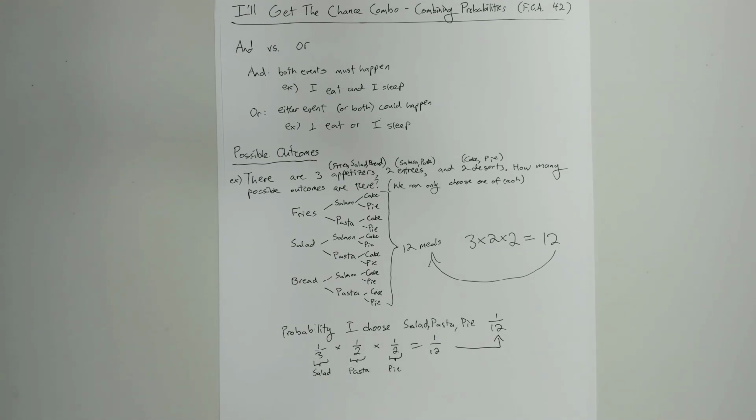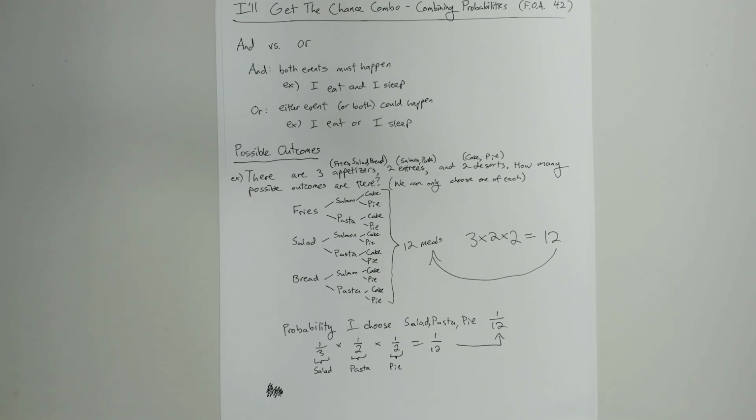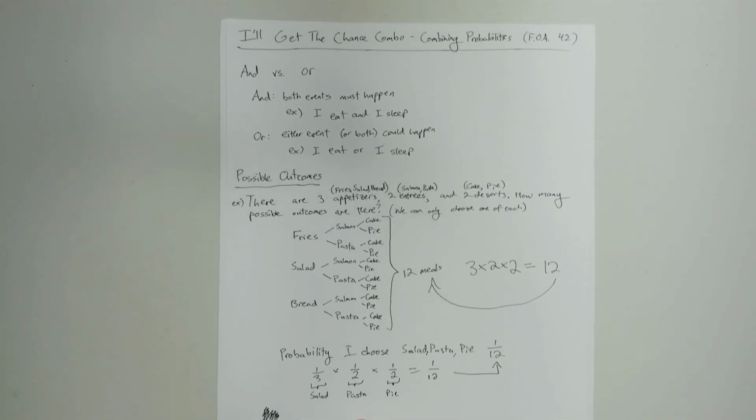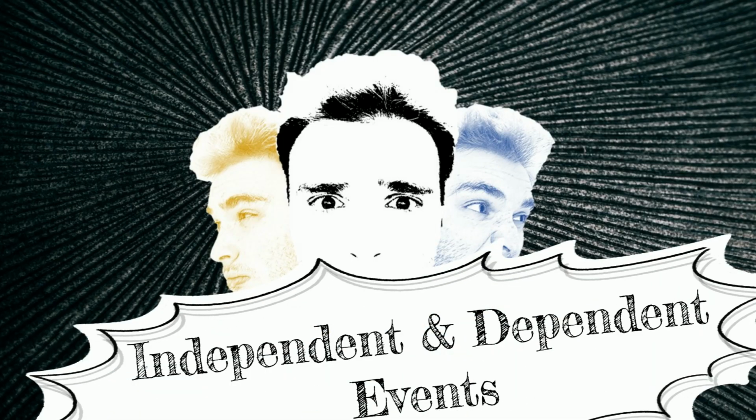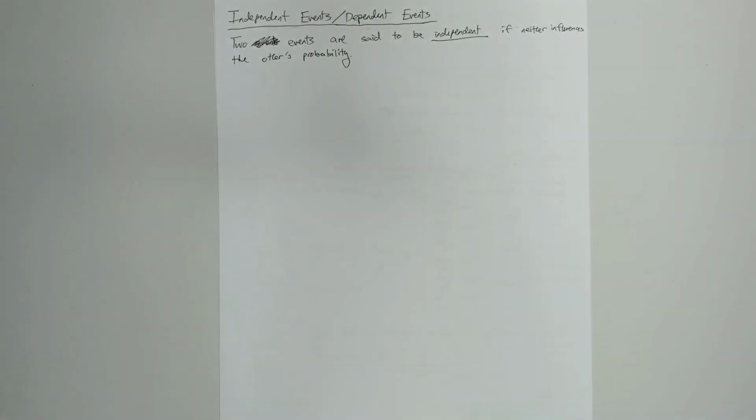So it might start looking like this is how we should combine probabilities when we're anding them together, when it's the probability of one event and another event. And indeed, it is going to be multiplication. However, what we need to do first is talk about a little caveat on this idea, and that's the idea of independent and dependent events. Two events are said to be independent if neither influences the other's probability.